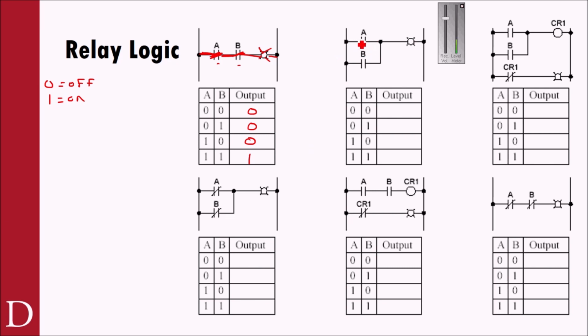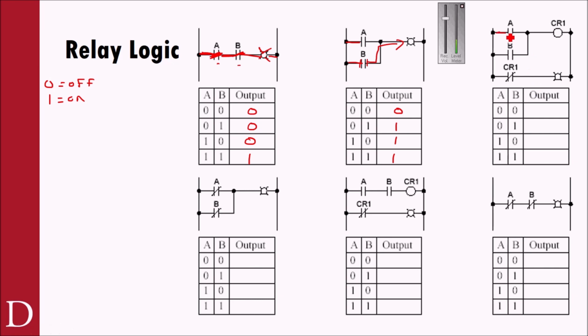And it should be pretty obvious to see now if I close either one of these. If I close A, I can get through. Or if I close B, I can get through, right? So the only way I'm going to get a 0 output is a 0, 0. But if B is on, I get a 1. Or if A is on, I get a 1. Or if both of them are on, I get a 1. So it's a little bit different.